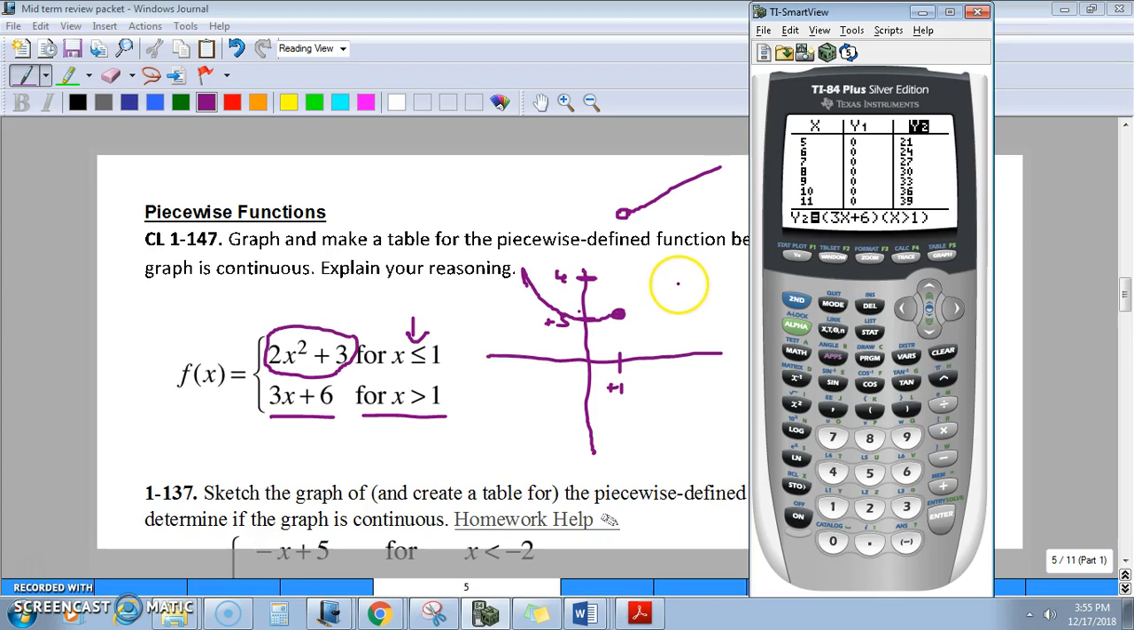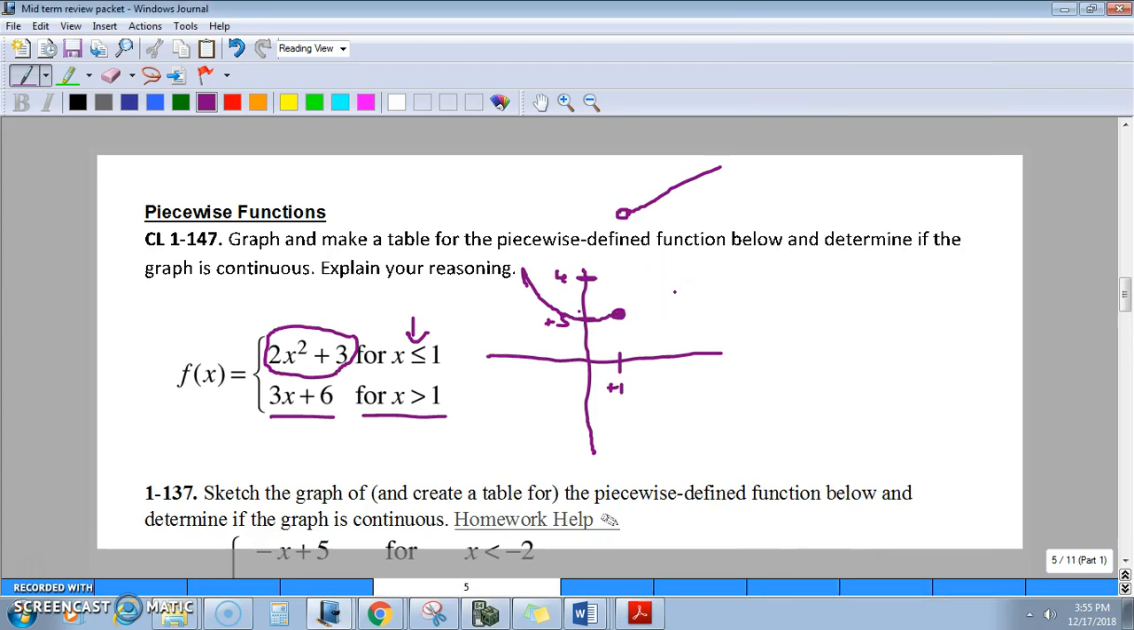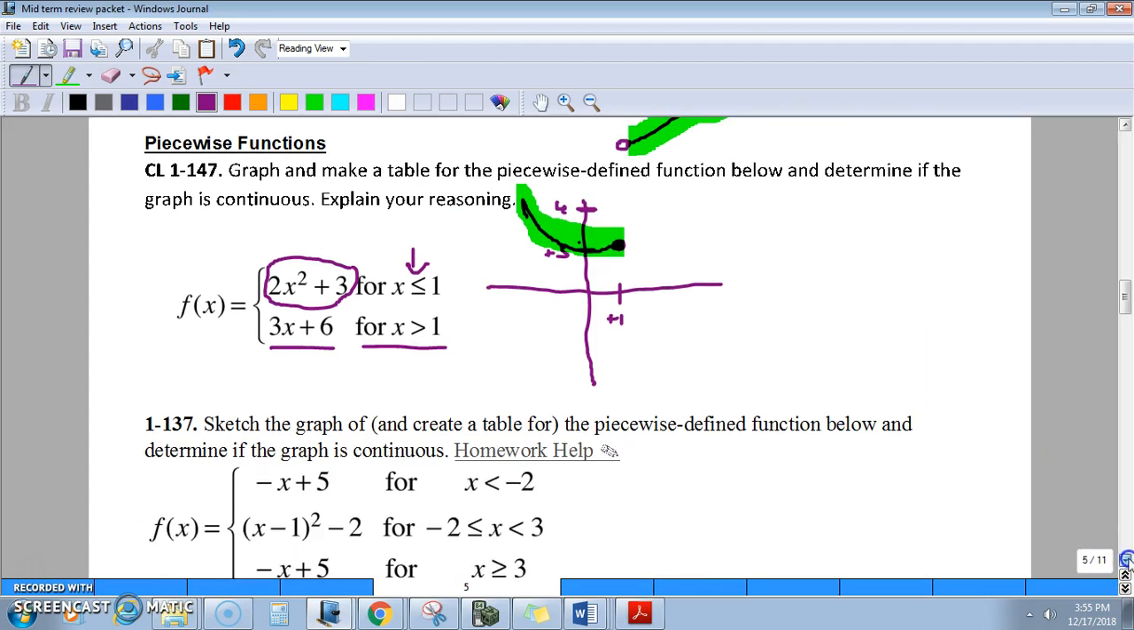And what else is it asking for? Determine if the graph is continuous. Well, we can see it jumps. It makes this jump right here. It has a jumping discontinuity because it stops here, and then you have to pick up if you were following it with a pencil or a highlighter, and then it has to jump up to the top to continue. So it is not continuous. It has a jumping discontinuity in it. Cool. All right, what's next?